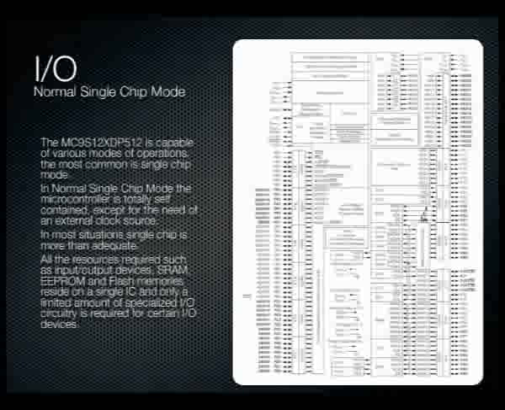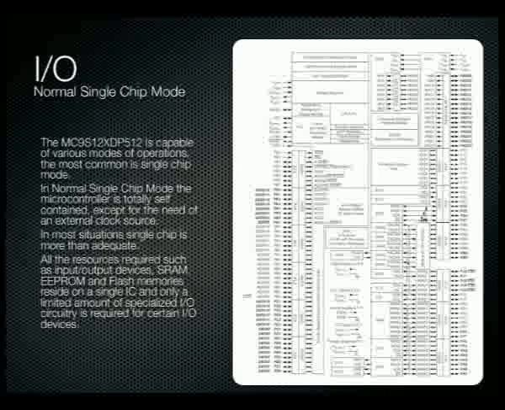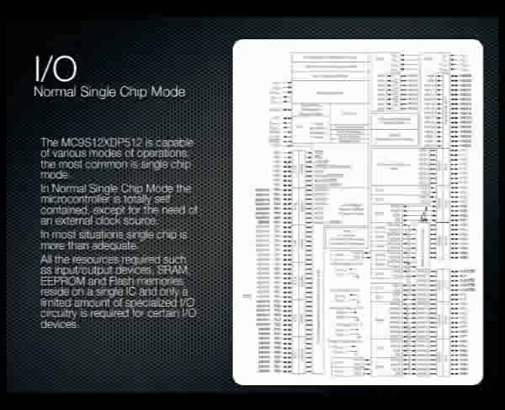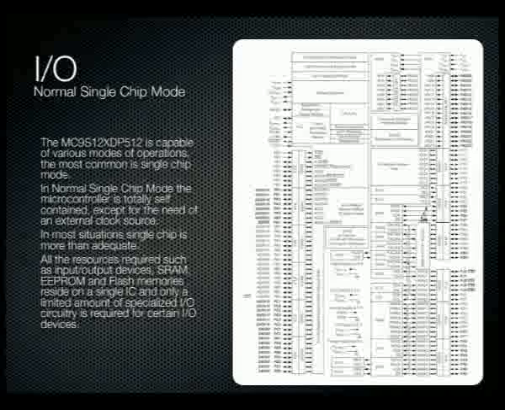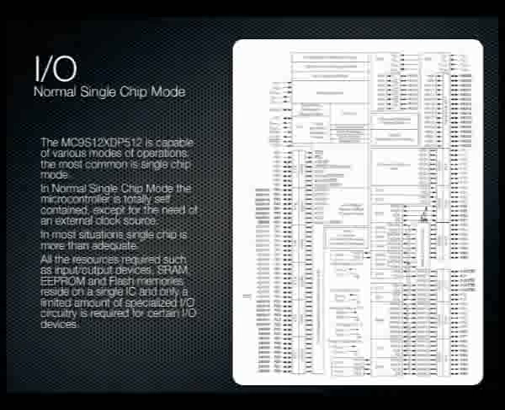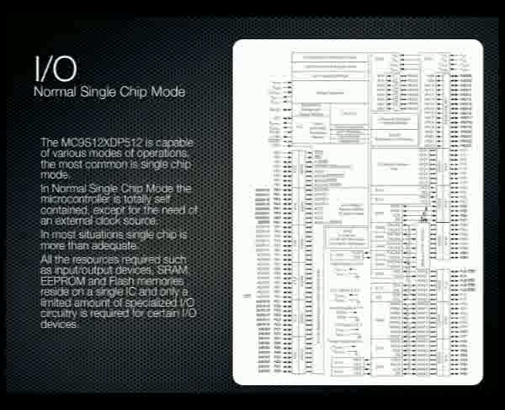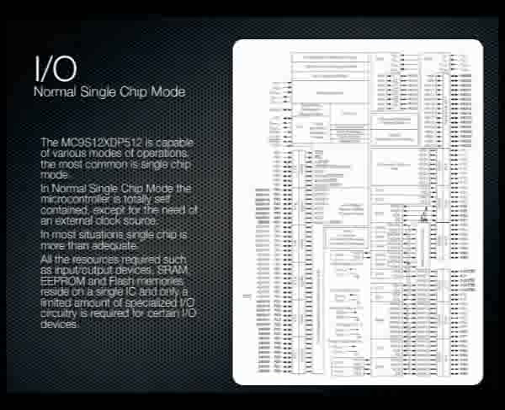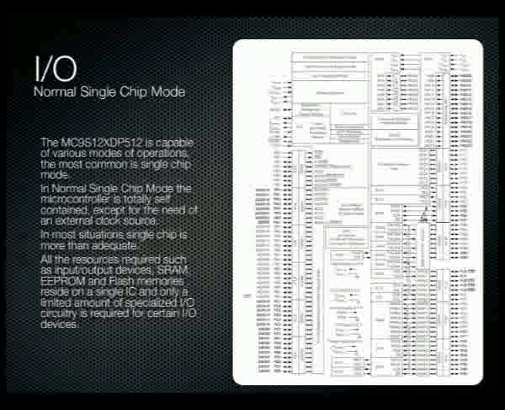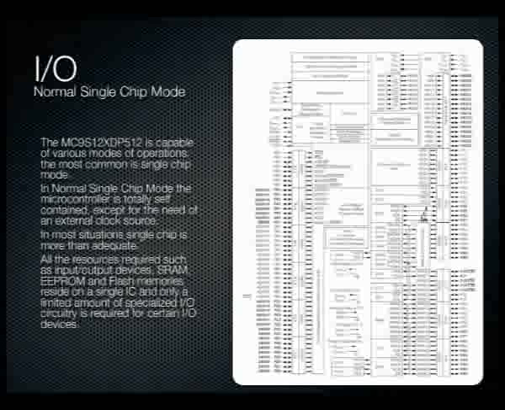If you turn it to the other modes, which are extended modes or expanded modes, you can then make the address and data lines available outside of the chip. So if you want access to the address and data lines outside of the chip, which means you might want to memory map in some additional components, then you can put it into expanded mode. But by default, it's in normal chip mode, which means you've got everything you need inside that single chip.